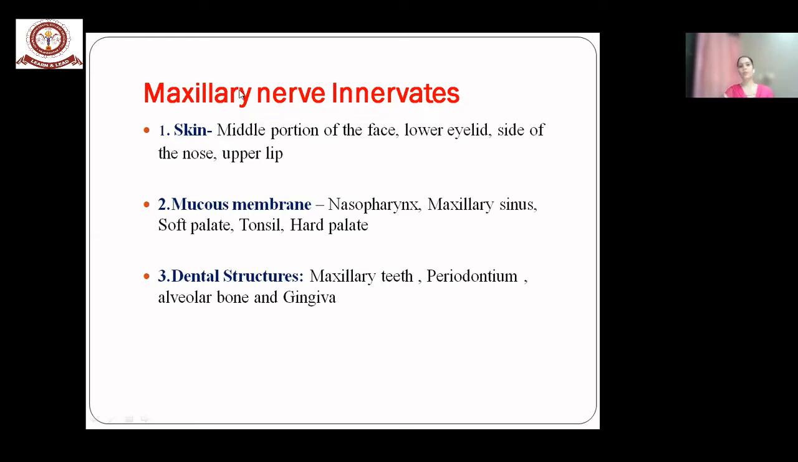So to summarize, the maxillary nerve innervates the skin, that is the middle portion of the face, lower eyelid, side of the nose and upper lip, and the mucous membrane of the nasopharynx, maxillary sinus, soft palate, tonsil, and hard palate. And also the dental structures, that is the maxillary teeth, surrounding periodontium, alveolar bone, and the gingiva.